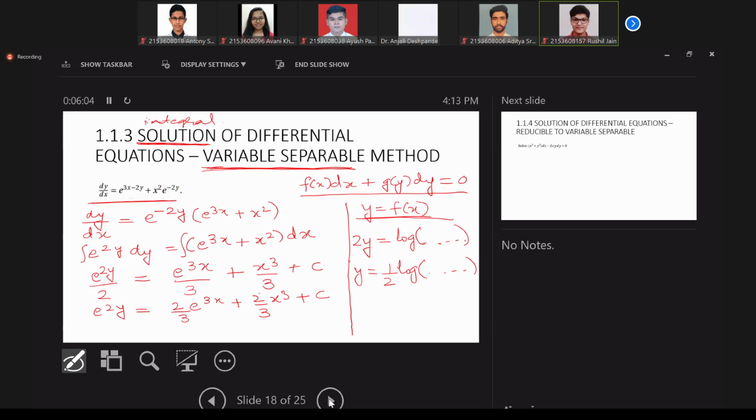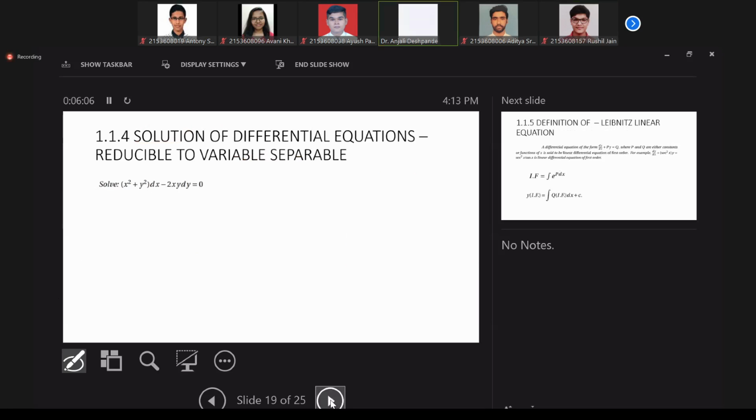Now see, sometimes we may not be able to separate directly. In that case, we will reduce to variable separable form and then we will solve the sum. To reduce to variable separable form, there are some types of substitutions which we can use. The most standard substitution is this one, or it can be this way also.